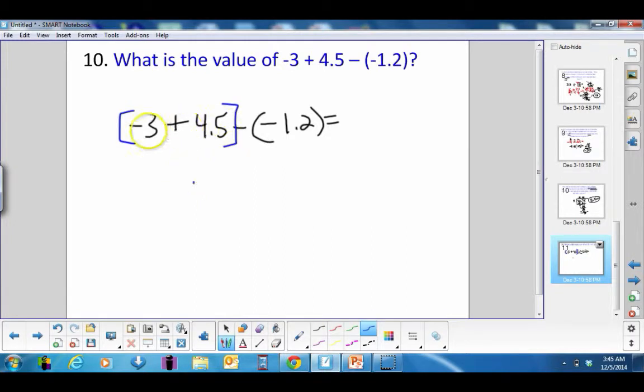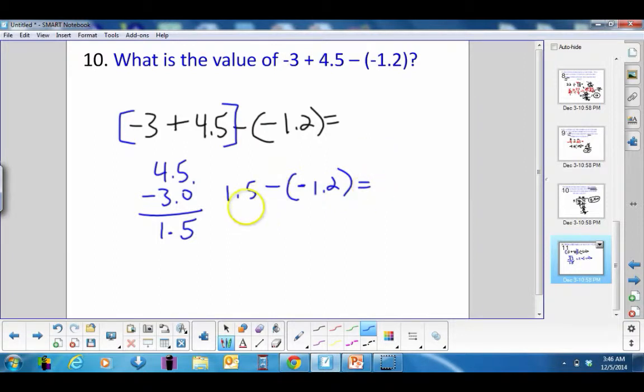So let's see. I know if the numbers are different, I have 1 positive and 1 negative, so I can subtract the numbers. 4.5 minus 3 is going to give me 1.5 positive. That 4.5 is more. When the positive is more than the negative, you take the sign of the larger one. So I have 1.5 here. Bring down the rest. Minus -1.2.